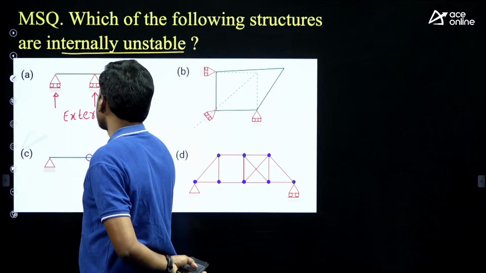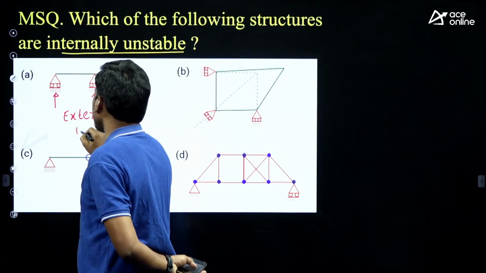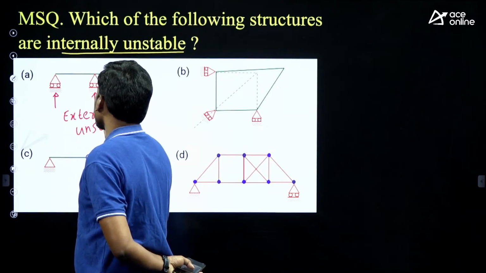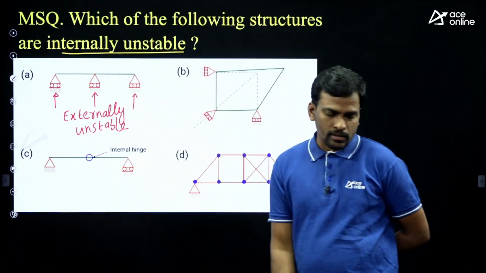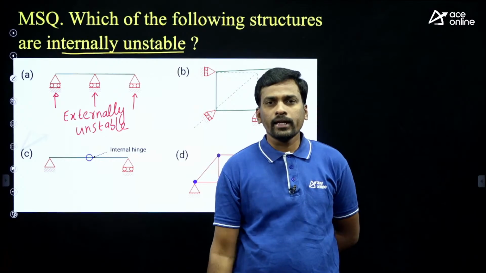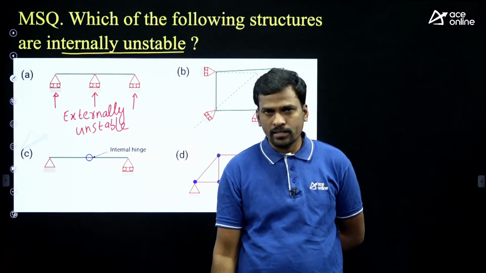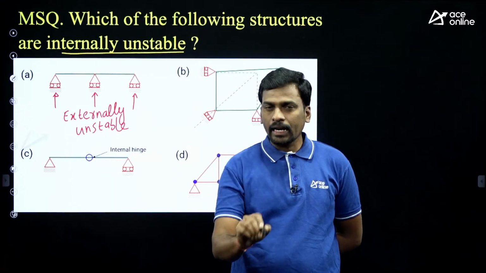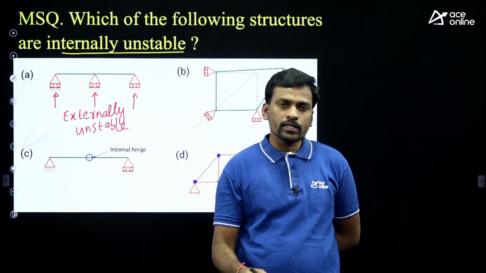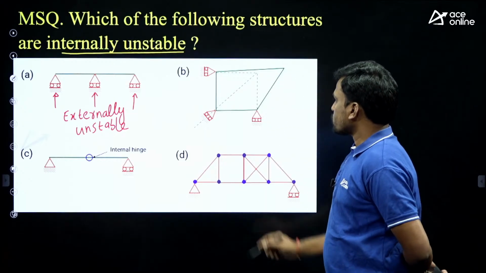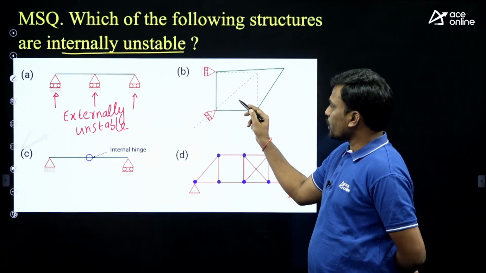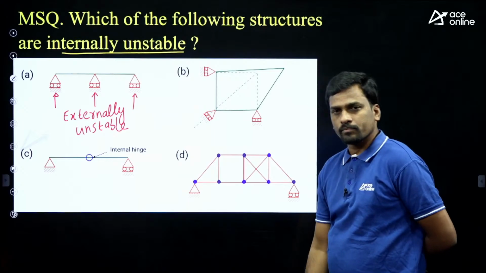This is externally unstable. Students, external stability deals with support reactions and internal stability deals with stability within the structure, right? Right. Now second diagram, is it stable or unstable?